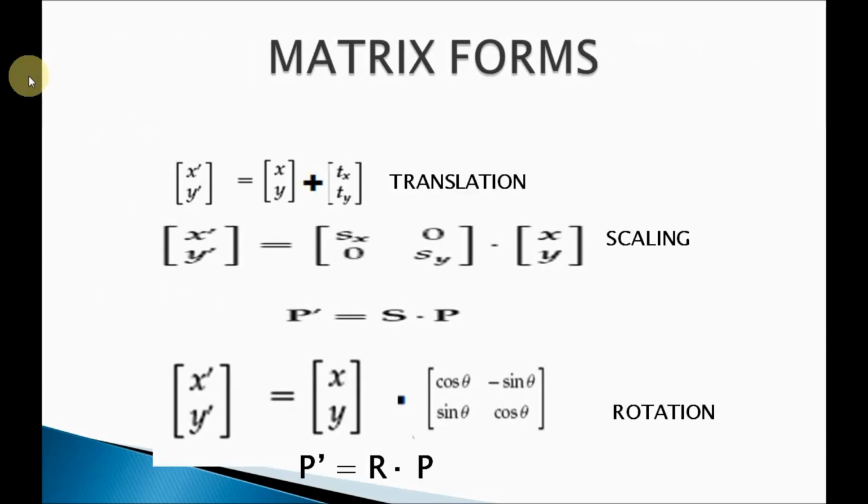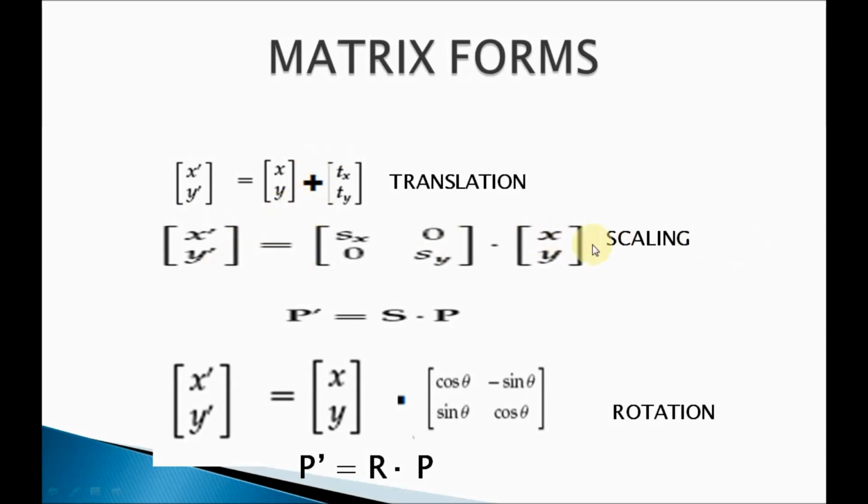Now these are the matrix forms for these three transformations. The first one is the matrix form for translation. Here tx and ty are translation parameters, x dash and y dash are the new values. You get the new values by adding the old values and the translation parameters. Remember one thing, in translation you are going to use the addition operator, right?